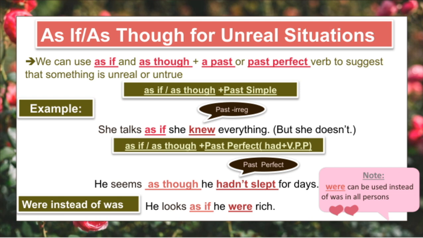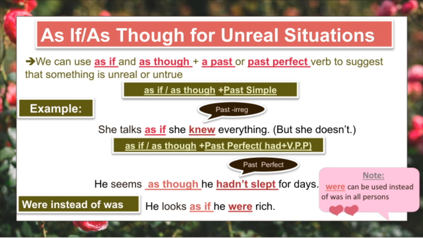Similarly, as if and as though can be used with the past simple tense to talk about unreal or imaginary situations in the present or future. Looking at the example, he looks as if he were rich, shows that we're imagining or pretending that he is rich, even if he's not. This use of were instead of was is a kind of subjunctive mood, which is common in these unreal or hypothetical contexts. We also see that she talks as if she knew everything, but of course, she doesn't. This highlights how these expressions can convey that someone is acting as if something were true, even when it's not.